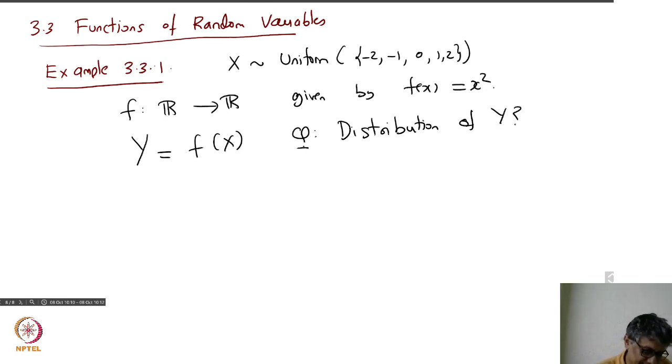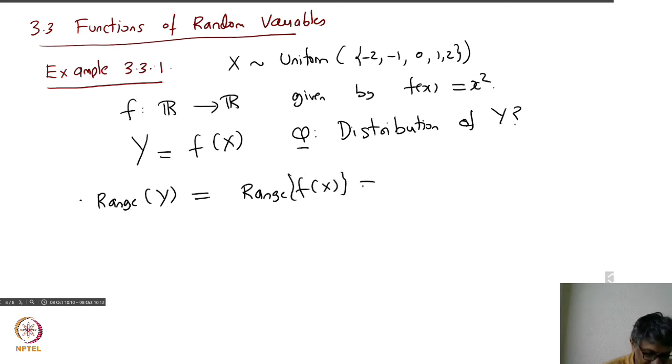So now the idea is that, first, I find the range of y. So what is the range of y? The range of x is -2, -1, 0, 1, and 2. So the range of f of x is just the set of values it takes. When you square 0, you get 0. When you square -2 or 2, you get 4. When you square 1 or -1, you get 1. So this is the range of y.